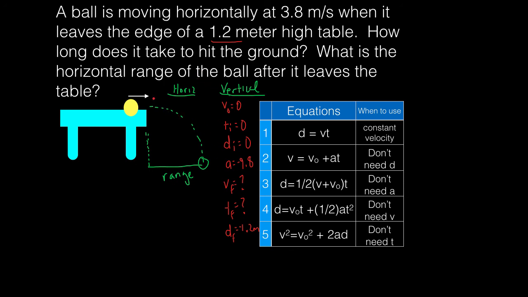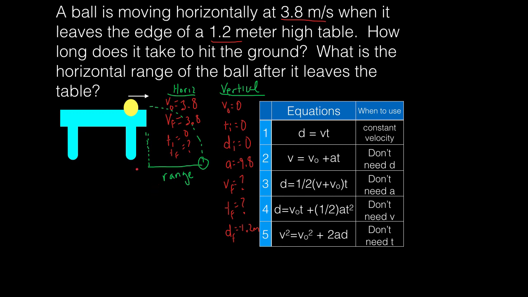Now let's list everything that we know horizontally. Horizontally, the initial velocity is, it said it left the table at 3.8 meters per second. So 3.8. And in fact, that's going to be our final velocity as well, because horizontal velocity is constant. So 3.8 for final velocity. Our time initial is equal to 0. Our time final, we don't know.